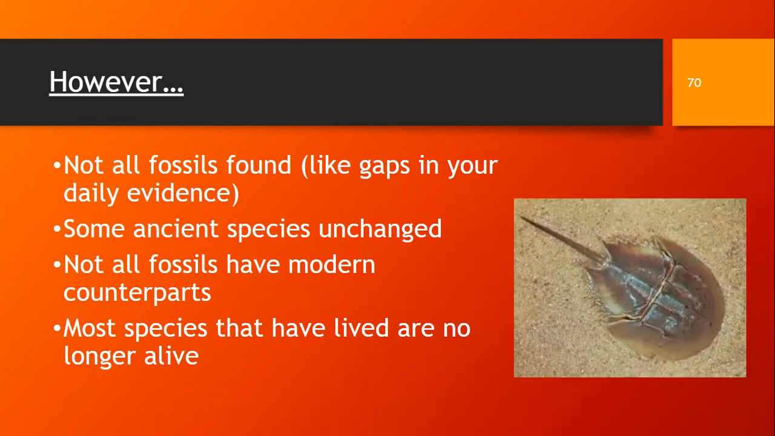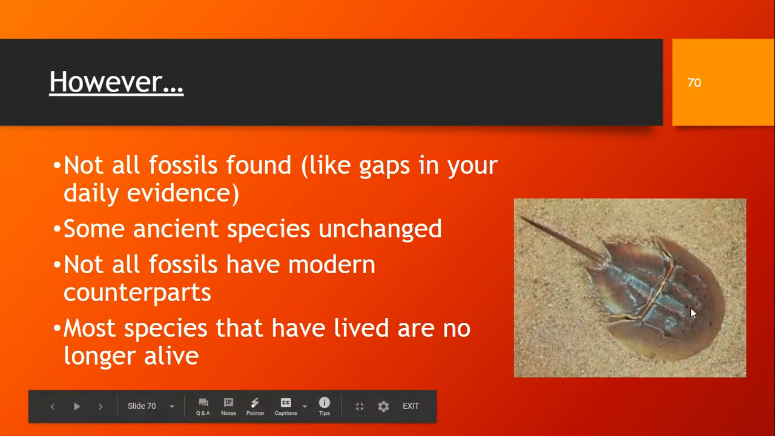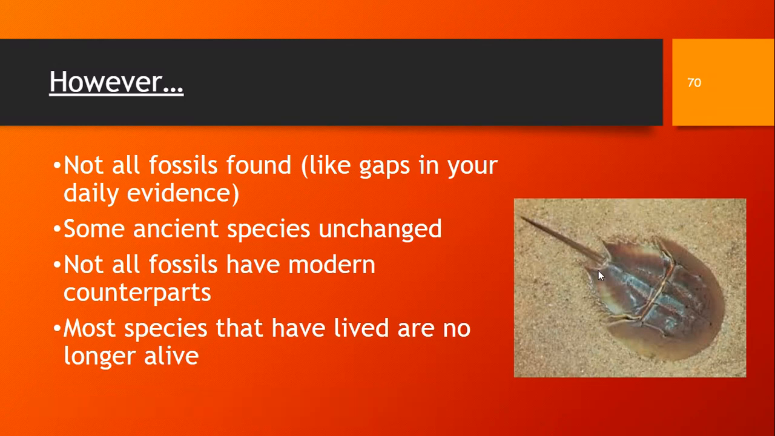And so we don't find every fossil. We don't. There's still tons in the ground. Some have been eroded too much, and we can't figure them out. And so this is gaps in our evidence. So by itself, the fossil record isn't that great a thing. That's why we got to use all these different types of evidence all put together. Also, some ancient species remain unchanged, like this horseshoe crab. Those have been around and pretty much identical for many thousands, if not millions of years.